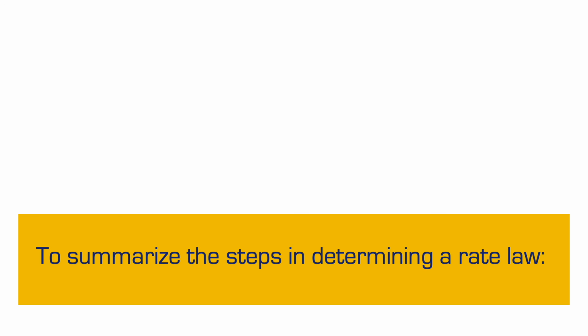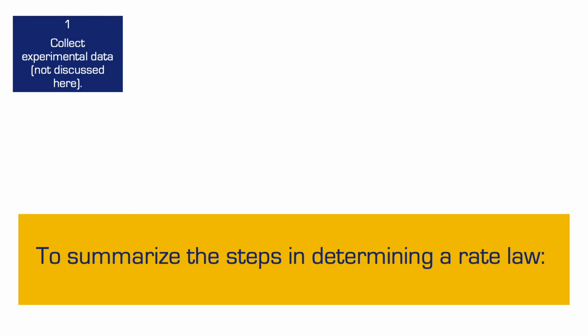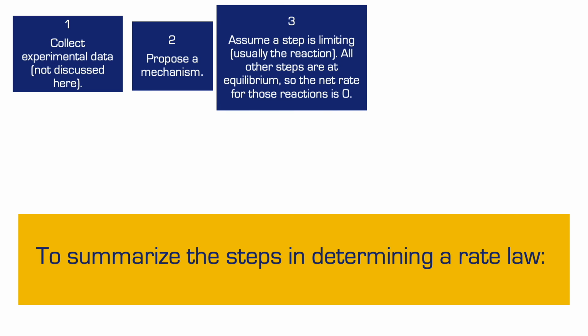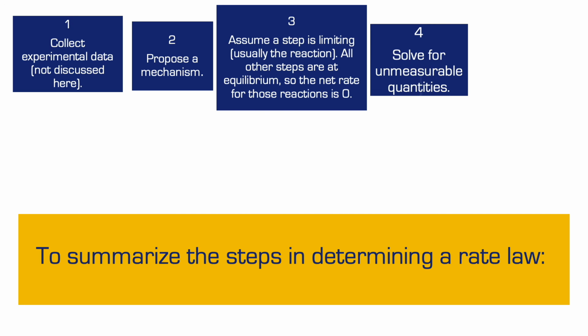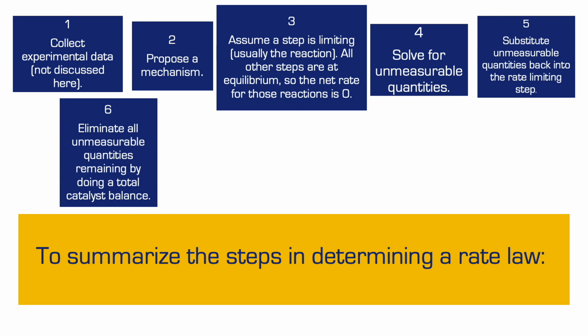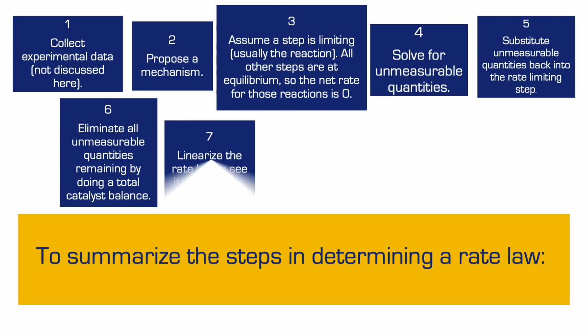To summarize the steps in determining a rate law, you first collect experimental data, which was not discussed here. Second, you propose a mechanism. Third, assume a step is limiting, usually the reaction. All other steps are at equilibrium, so the net rate for those reactions is 0. Fourth, you solve for unmeasurable quantities. Fifth, you substitute unmeasurable quantities back into the rate-limiting step. Sixth, eliminate all unmeasurable quantities remaining by doing a total catalyst balance.